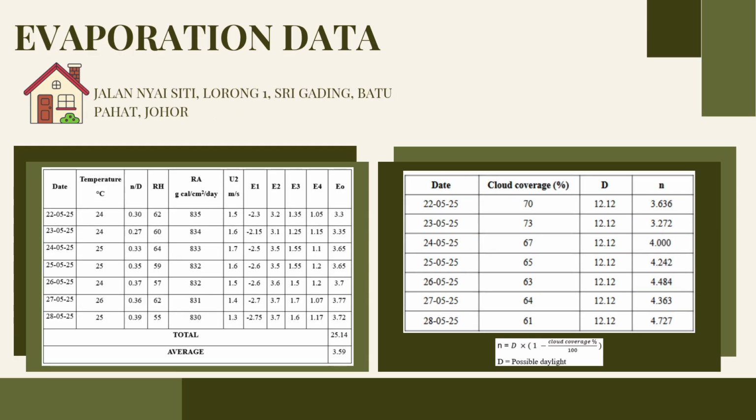Last evaporation data at a residence on Jalan Yai Siti, Sri Gading, Batu Pahat. All data was taken from online weather sources based on the exact location. Sunshine duration was calculated using the cloud coverage, and total evaporation EO was found by combining the 4 Penman components E1, E2, E3, and E4. The results showed daily evaporation values between 3.3 millimeters and 3.77 millimeters, with an average of 3.59 millimeters per day. The highest evaporation occurred on 27th of May, due to higher temperature and moderate humidity. Since there was no rainfall during the week, the evaporation values represent actual water loss from the land surface.